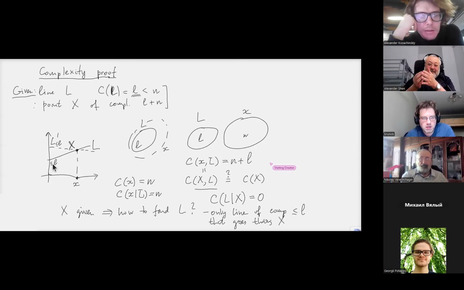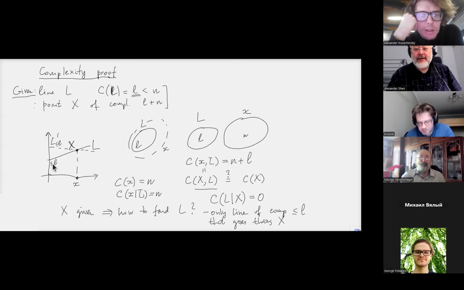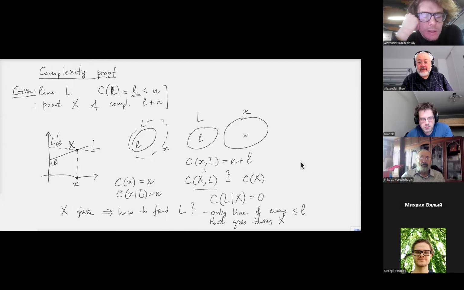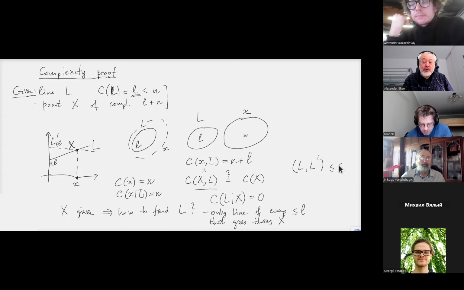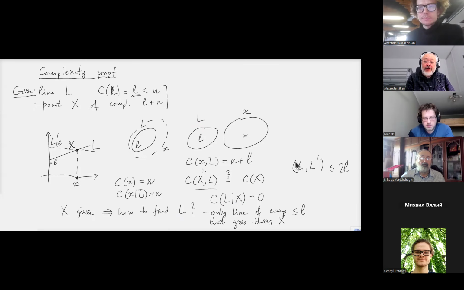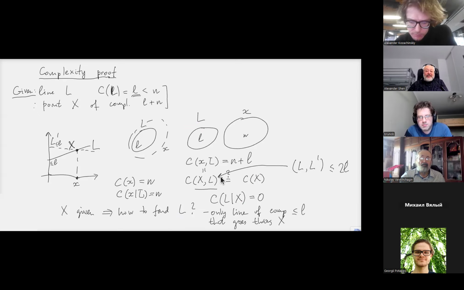Yeah, I guess so. Given one point, you can actually describe the whole point by specifying the other line. So we only need to know L as prime, which has complexity at most 2L. We can reconstruct X and L, because L we know, and X is the only point of intersection.